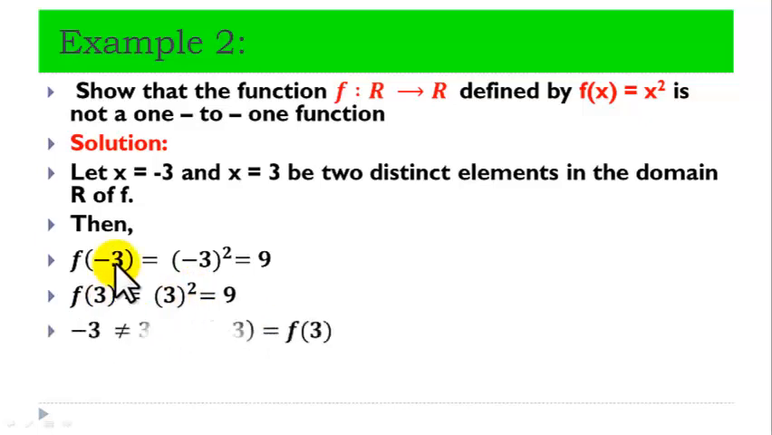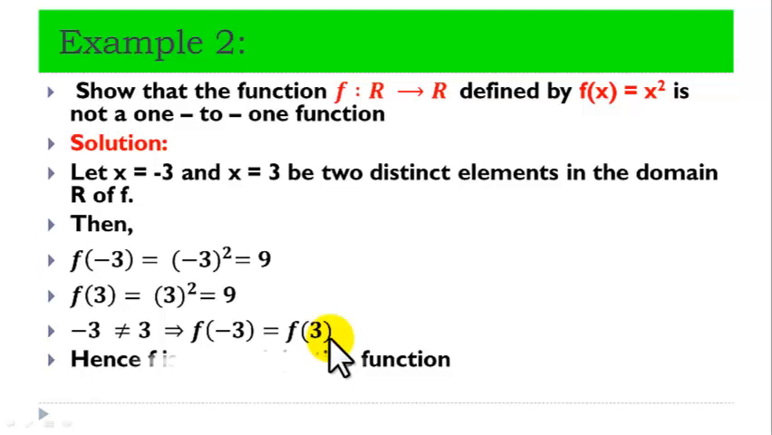Clearly, we have seen here that minus 3 is not equal to 3, but f of minus 3 is equal to f of 3. This shows that the function f is not a one-to-one function.